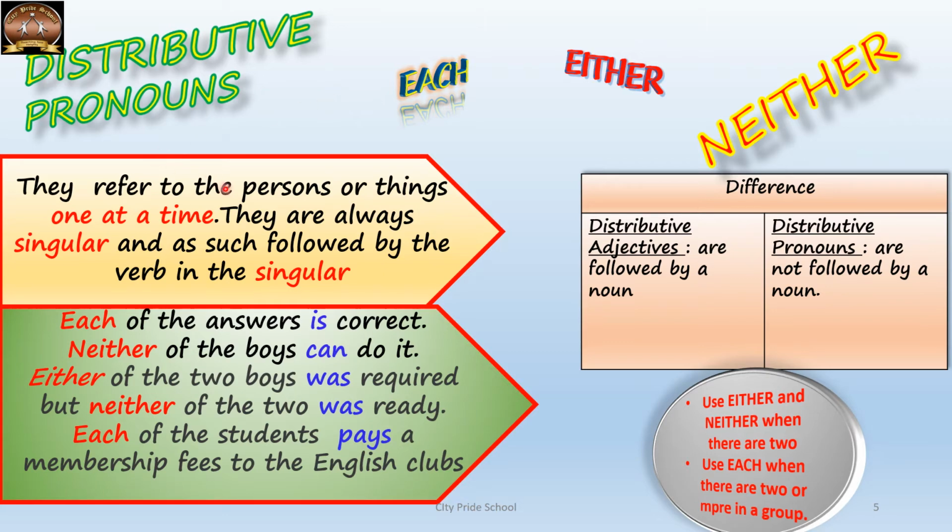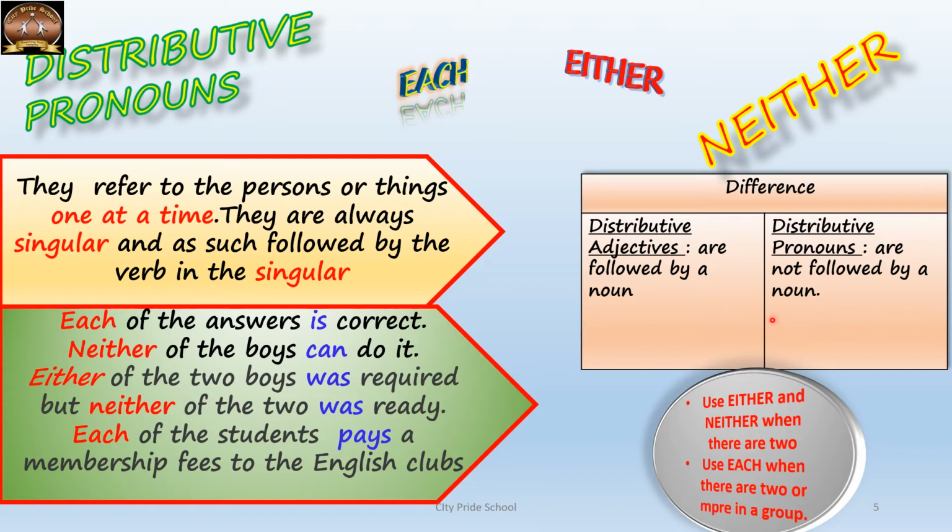Distributive pronouns refer to the persons or things one at a time. They are always singular, and as such, they will always be followed by a singular verb. There are only three distributive pronouns: each, either, and neither. Again, the difference between distributive adjectives and distributive pronouns is that distributive adjectives are followed by a noun, and distributive pronouns are not followed by a noun.